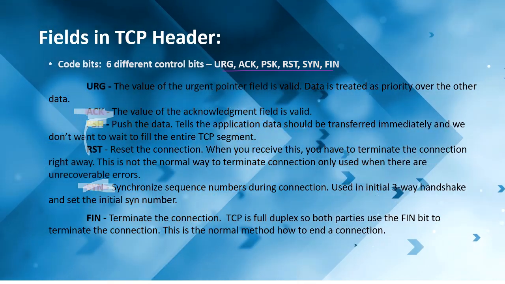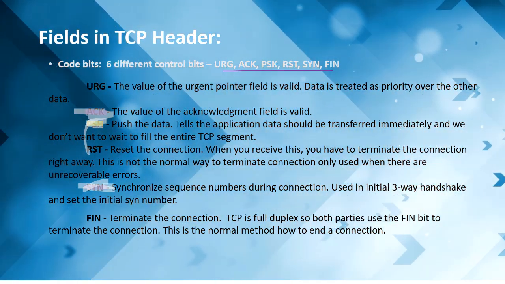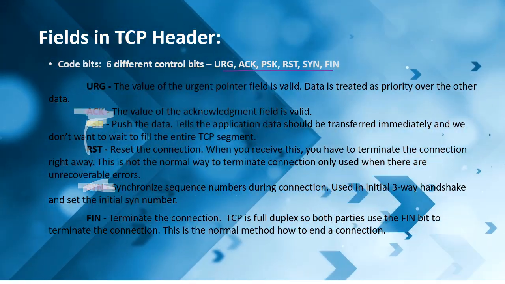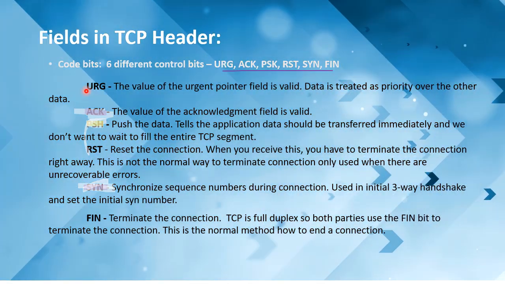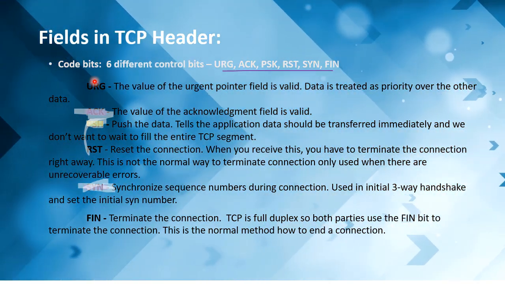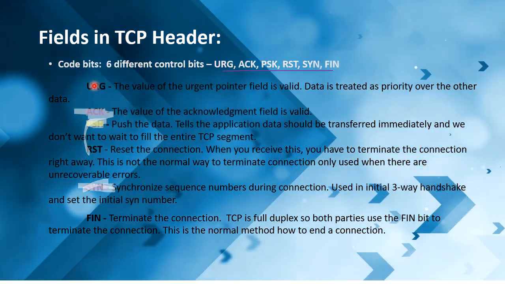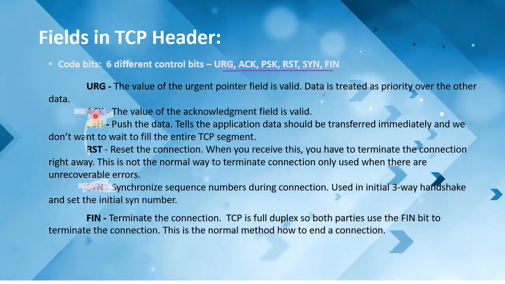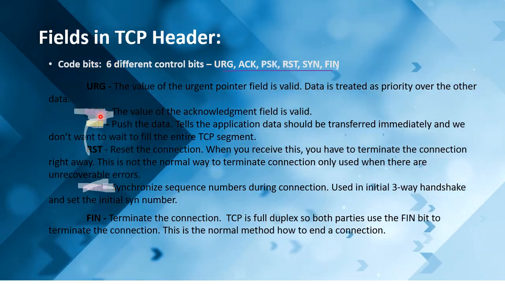So what is the urgent pointer? If you want to send any data urgently on a priority basis, like if you have voice, it always has a high priority, then you can use the urgent pointer. It should be set to 1. Then only the urgent pointer will work in the TCP header. Acknowledgement is always set to 1 when it gives the acknowledgement back to the sender.